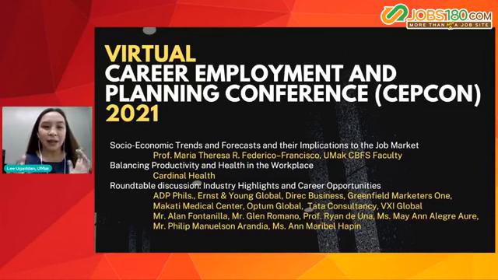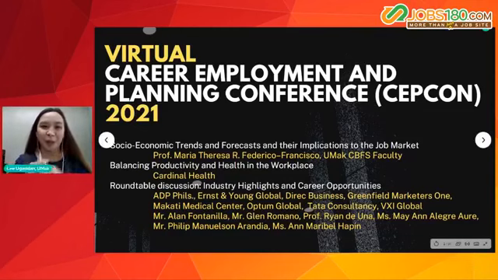And then we will have roundtable discussions, industry highlights, and career opportunities from different companies like ADP Philippines, Ernst & Young Global, Direct Business, Greenfield Marketers One, Makati Medical Center, Optum Global, Tata Consultancy, VXI Global, Mr. Alan Fontanilla, Mr. Glenn Romano, Professor Ryan De Una, Miss May Ann Alegre Aure, Mr. Philip Manuelson Arandia, and Miss Anne Maribel Happin. So we will have all these renowned and reputable speakers from the different industries that they represent.